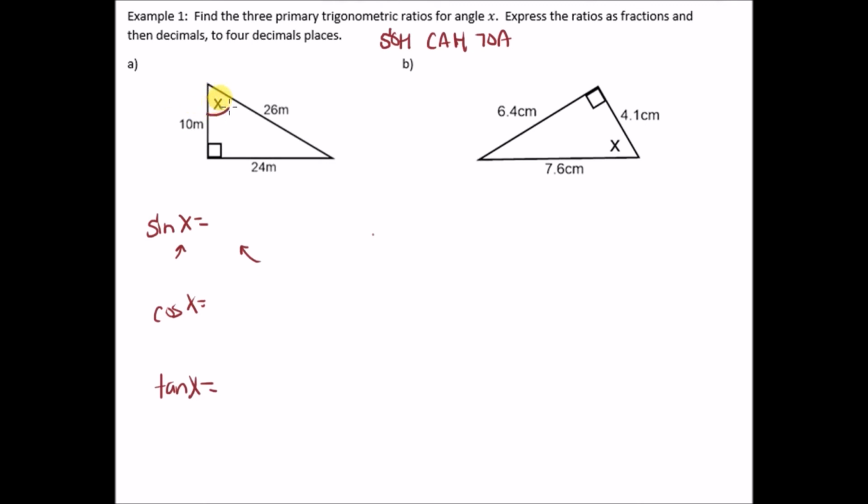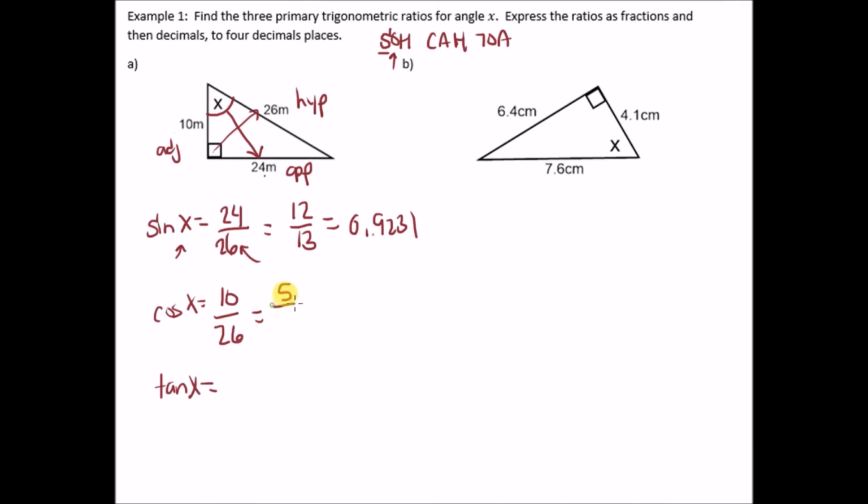Now, if we're dealing with x here, the opposite side is going to be 24. So we know sine has opposite over hypotenuse, and the hypotenuse is always opposite the right angle. So this is hypotenuse, this is going to be opposite, and then the 10 is going to be the adjacent. So we can write 26 here. In other words, we get 12 over 13. Or the ratio in decimals, we can write 0.9231.